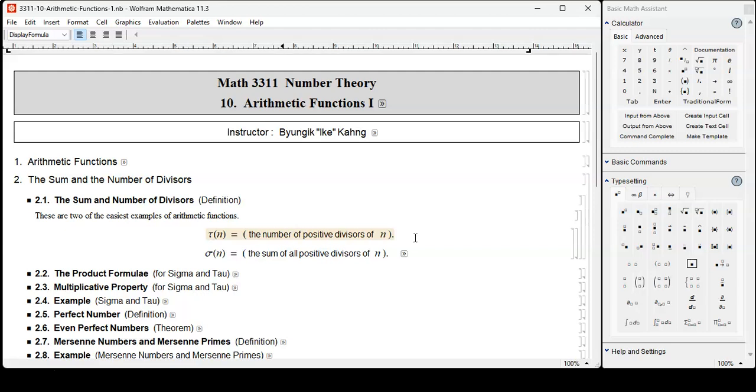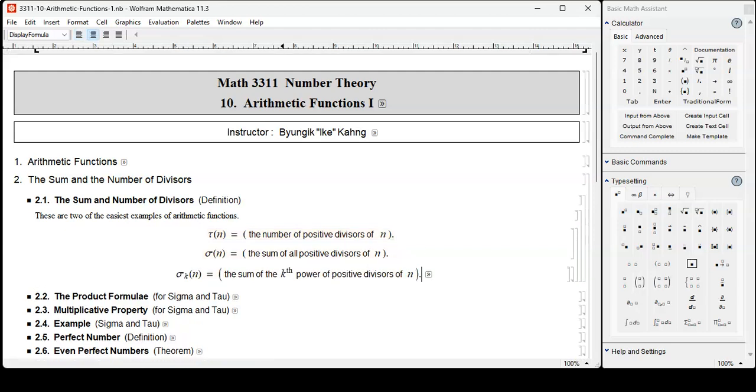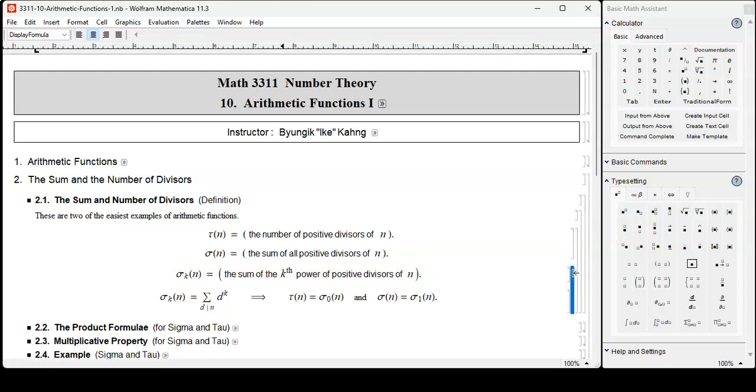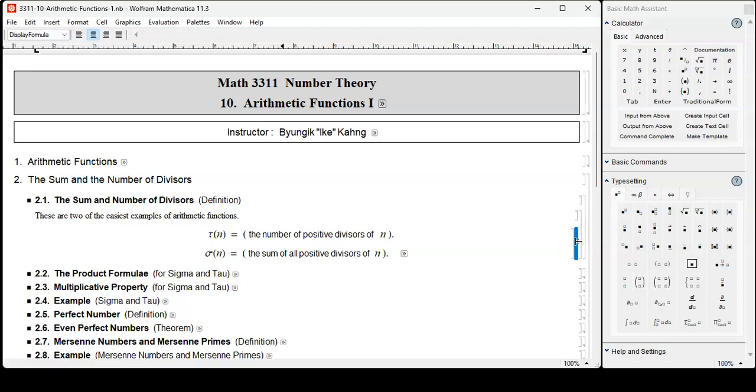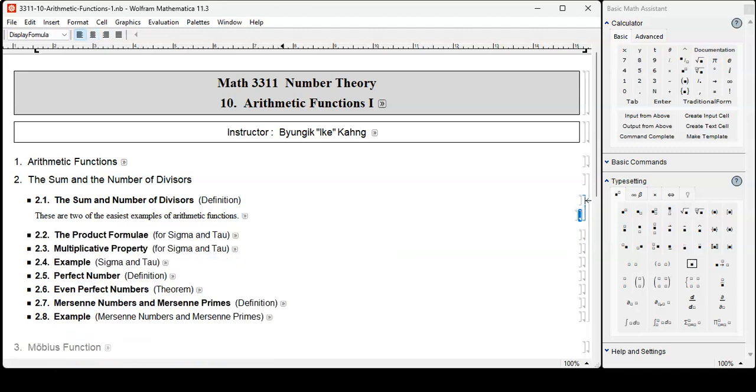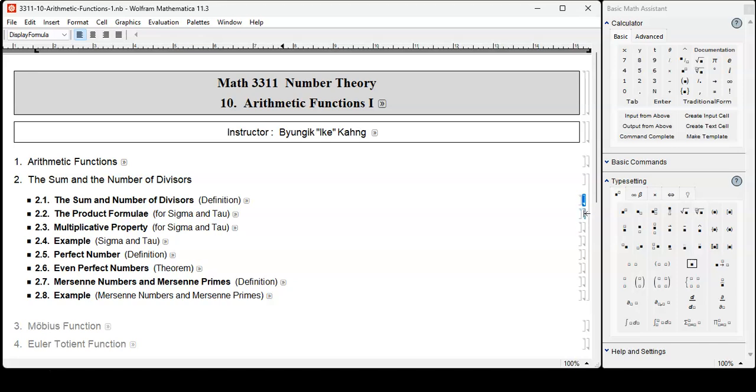You see, tau and sigma are both coming from sigma k as special cases when k is 0 and k is 1 respectively. So you can put these two together as a single example almost all the time. Okay, that was a quick reminder on the definition.